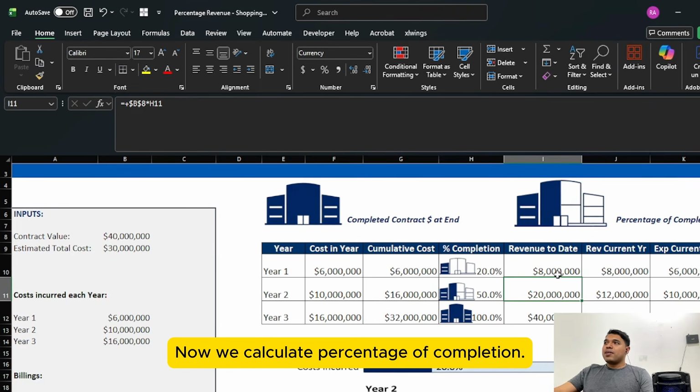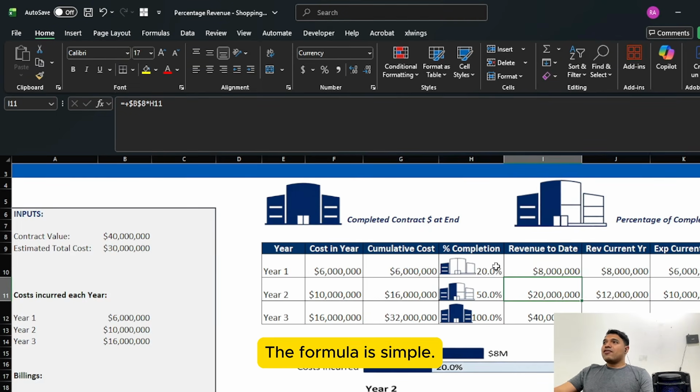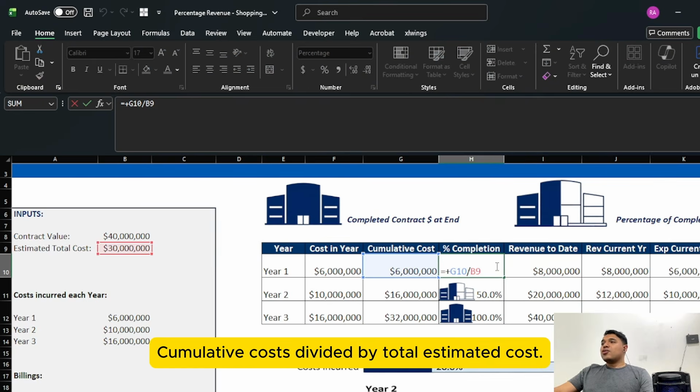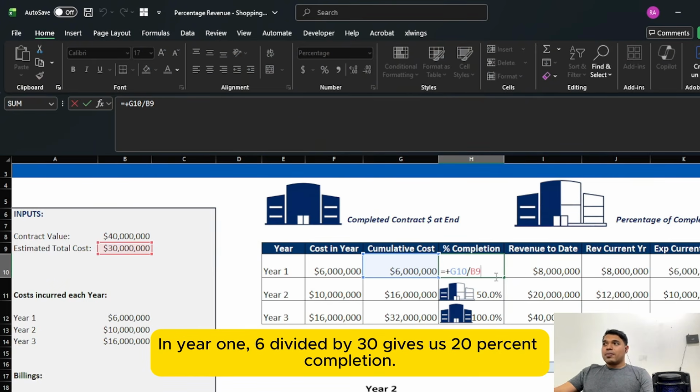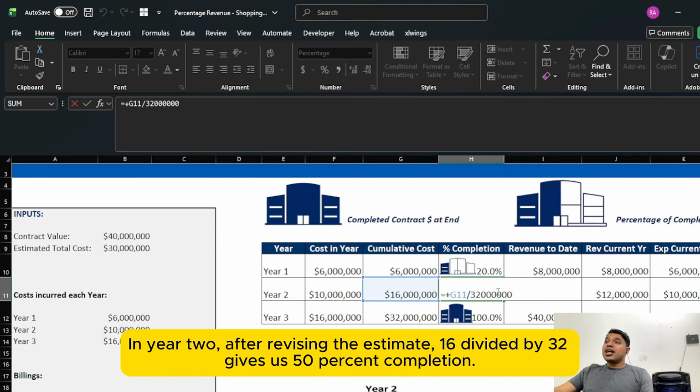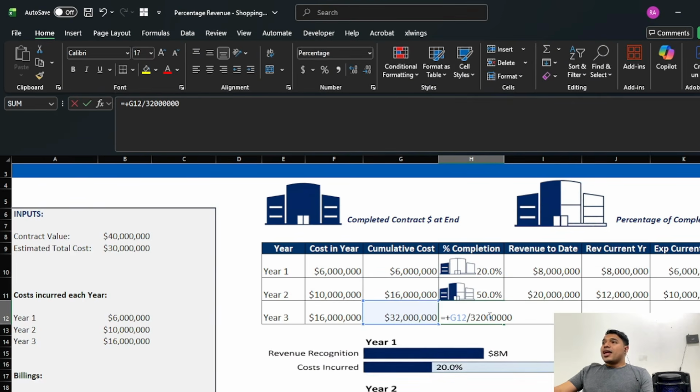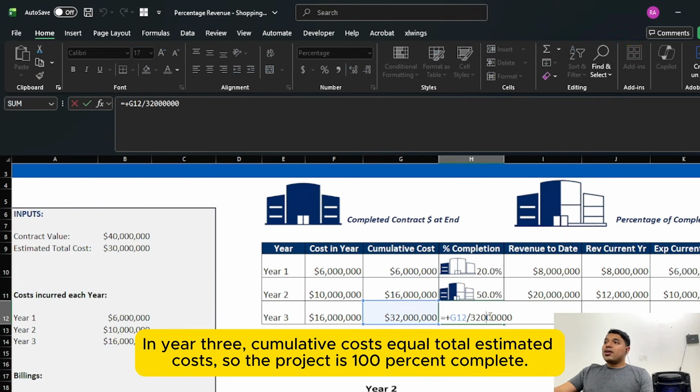Now we calculate percentage of completion. The formula is simple: cumulative cost divided by total estimated cost. In year 1, 6 divided by 30 gives us 20% completion. In year 2, after revising the estimate, 16 divided by 32 gives us 50% completion. In year 3, cumulative cost equals total estimated cost, so the project is 100% complete.